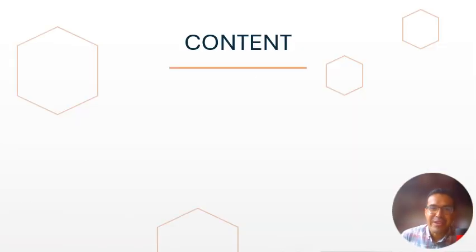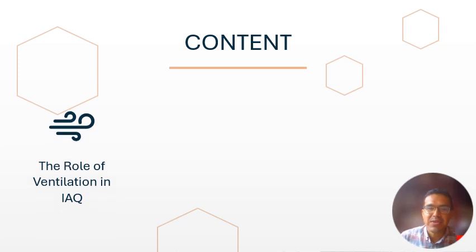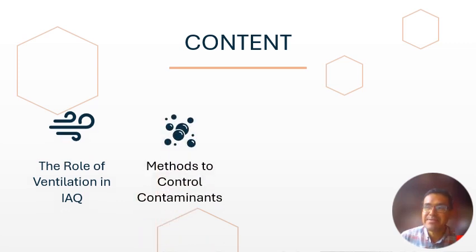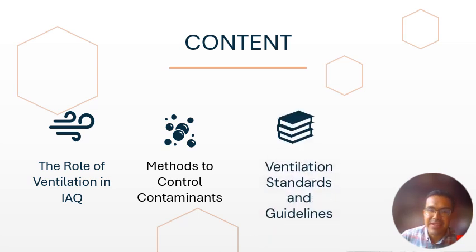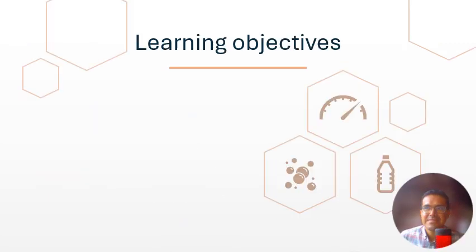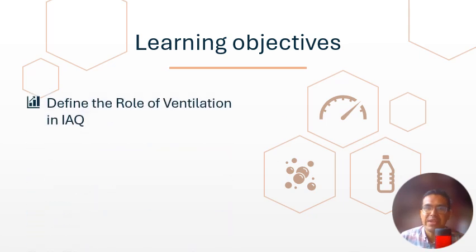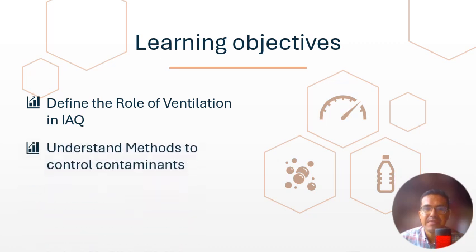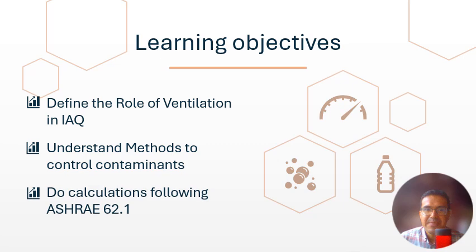In this lesson we are going to talk about the role of ventilation in indoor air quality, methods to control contaminants, ventilation standards and guidelines, and last the calculation of minimum ventilation rates. At the end of this lesson, you will be able to understand how ventilation systems dilute pollutants and bring in fresh air, to explore different methods to control contaminants, and do calculations following the HVAC standard 62.1.